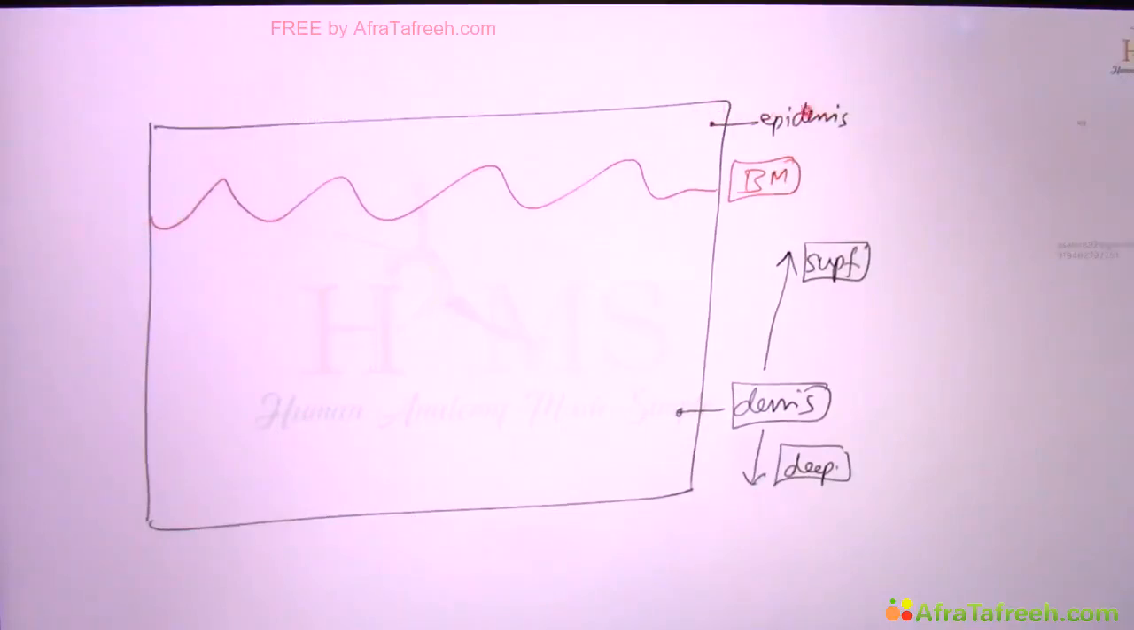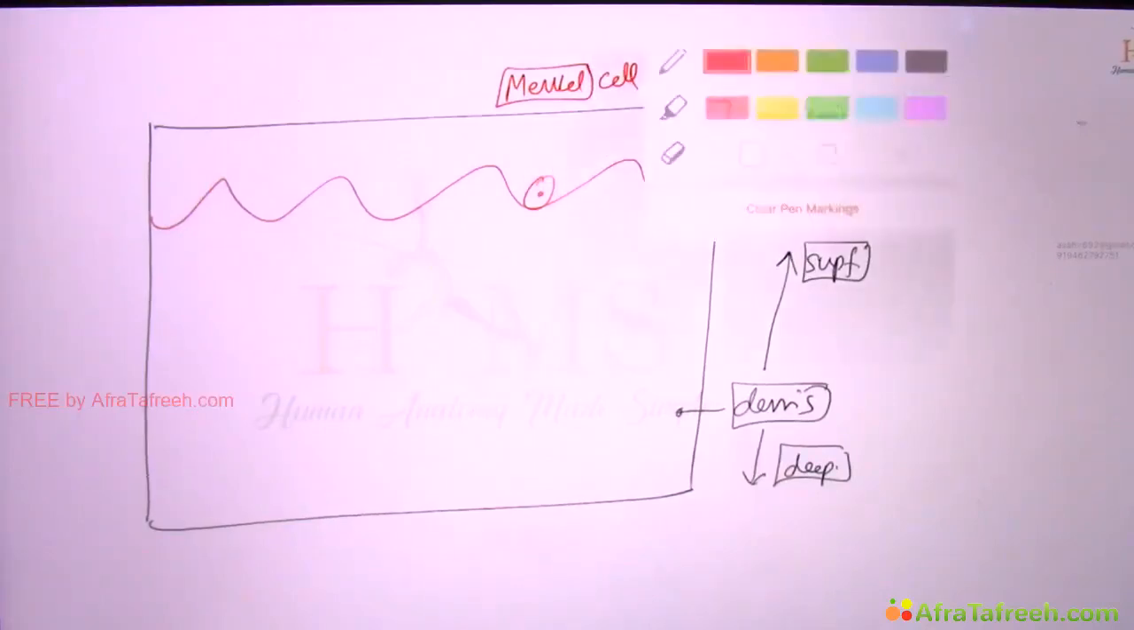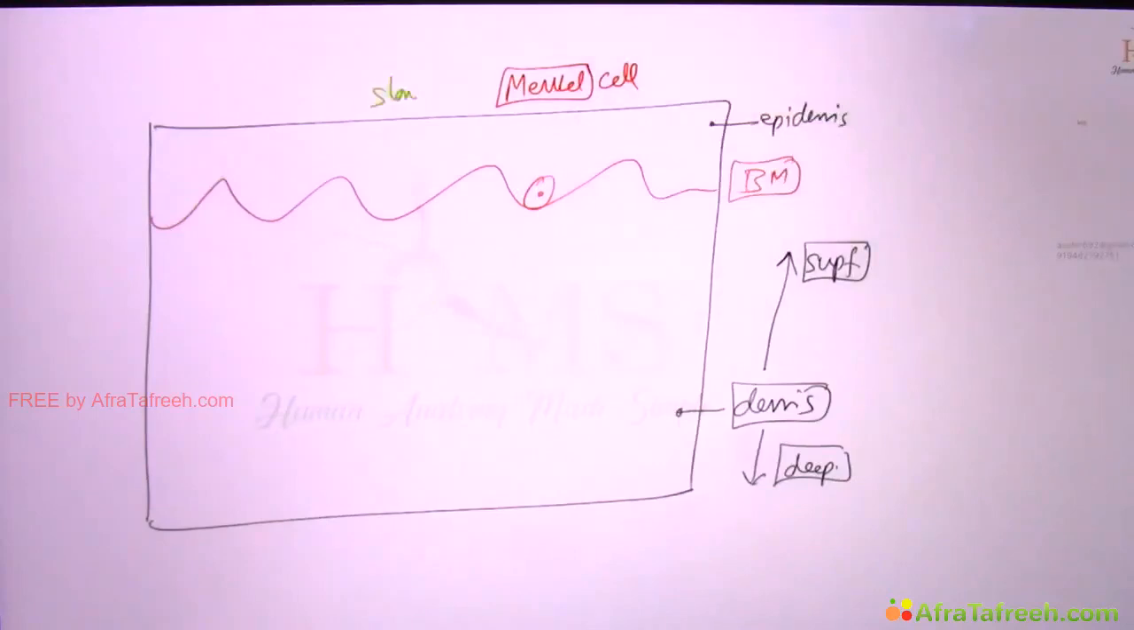And as you remember, in the fifth layer of that is the Merkel cell. So Merkel cell is a receptor which is present in the fifth layer of the epidermis, or the basal layer of epidermis, and it is a slowly adapting receptor. That slowly adapting receptor is to carry light touch sensation.